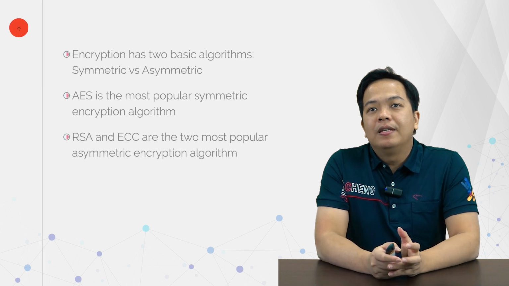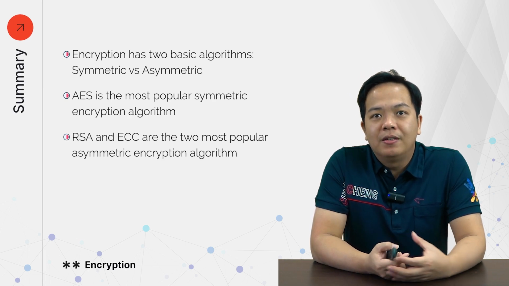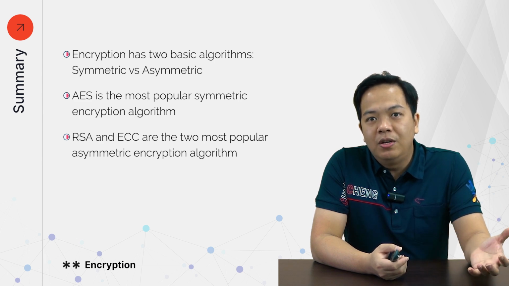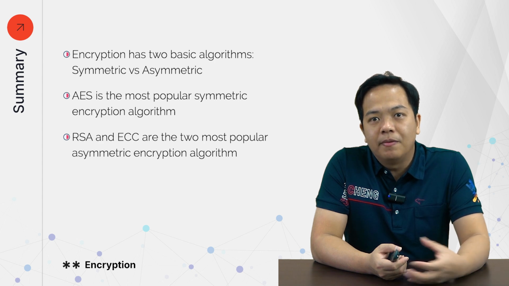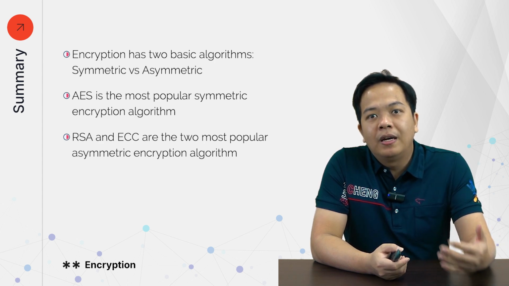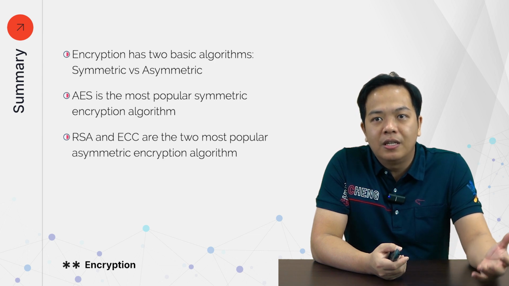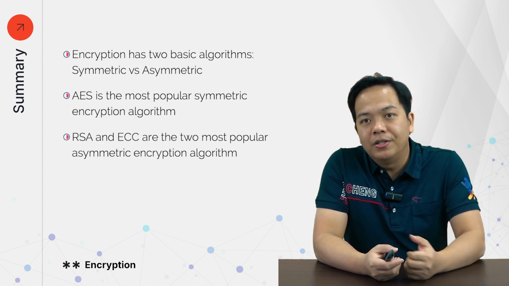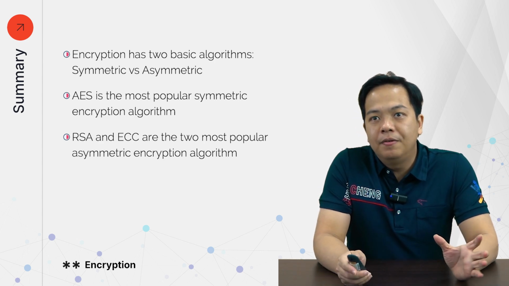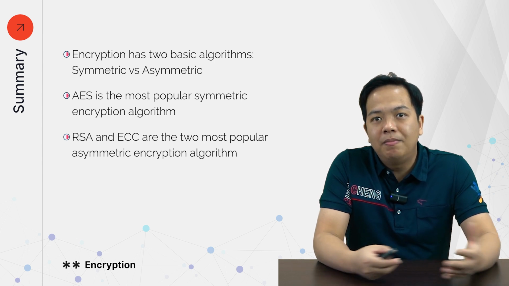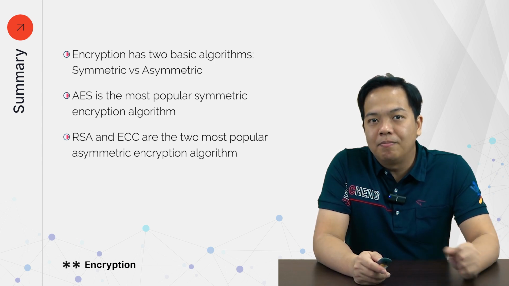Okay. So in this part, I already introduced encryption. We have two kinds of algorithms, symmetric and asymmetric. And I already introduced AES, one of the most popular symmetric encryption algorithms. And RSA or ECC are the two most popular asymmetric encryption algorithms. Okay, I hope now you know what AES is, what RSA is, and how they can use public key cryptography in practice. Okay.